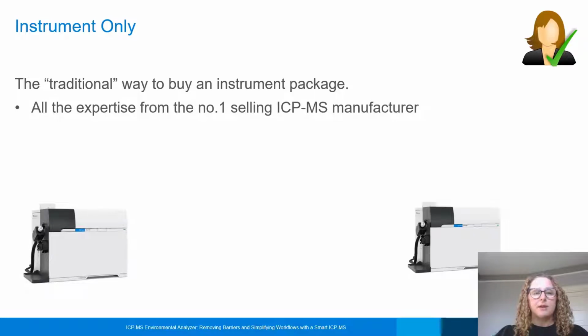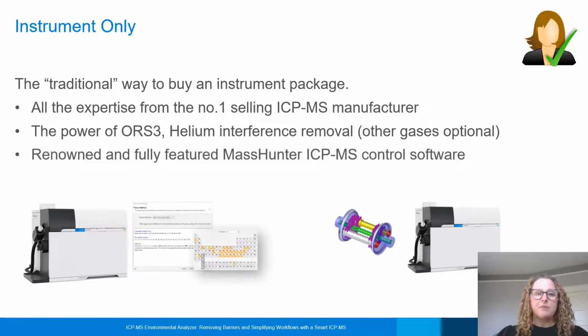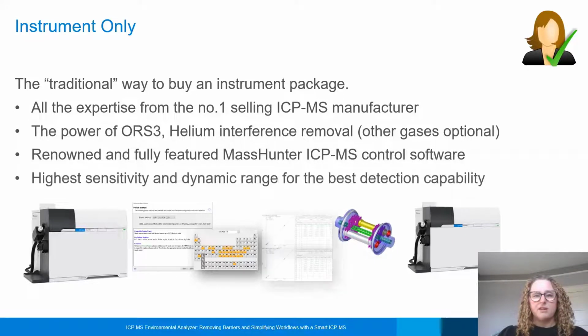You'll still get all the expertise from us here at Agilent with your single quad ICP-MS. You'll get the power of the collision reaction cell, the 3rd generation, for helium interference removal. And you'll get our fully featured MassHunter ICP-MS control software, which I just went over with you in this talk today, our new 5.1. And you'll get the highest sensitivity and dynamic range for the best detection capabilities.